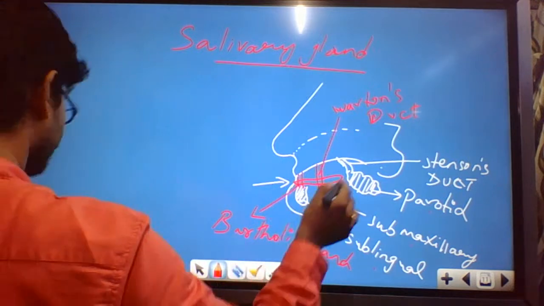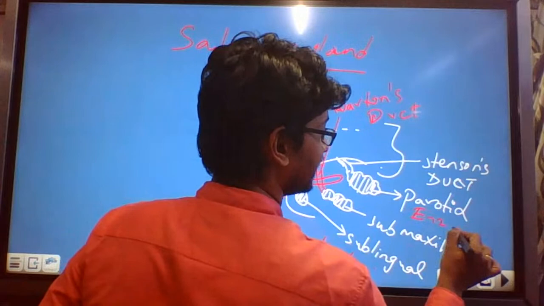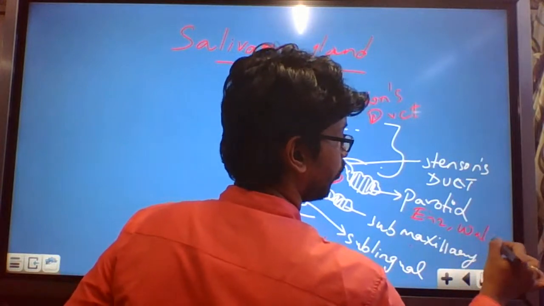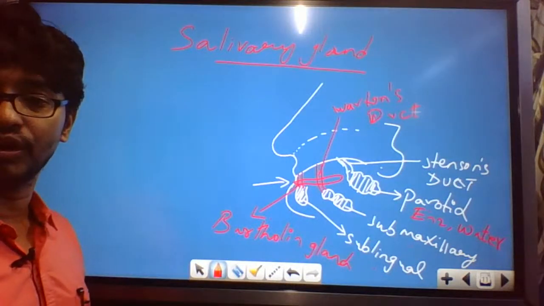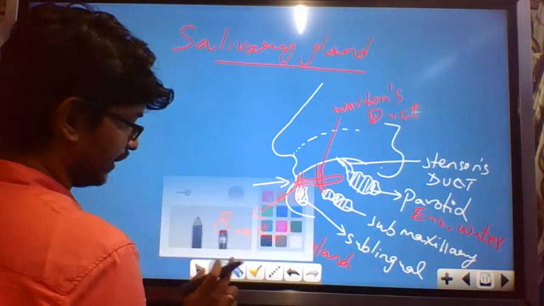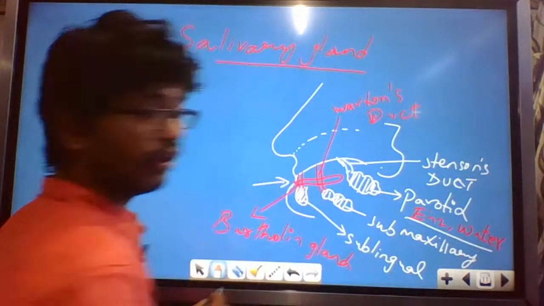So for example, in the parotid gland, what does it do? Mostly it secretes enzymes and water usually. The main function of the parotid gland is that it secretes enzymes and water, right?